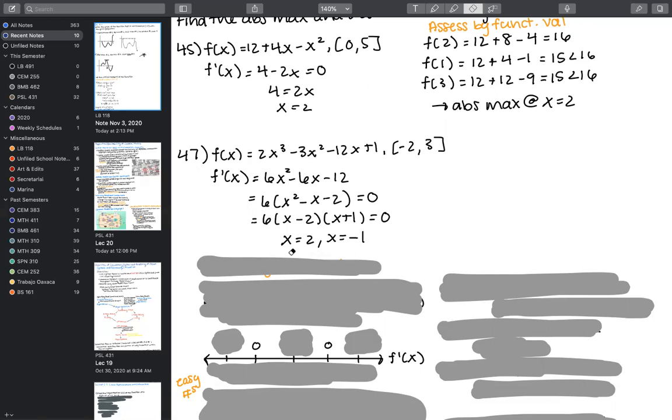I don't think I meant to erase that. Oh, I guess I didn't write anything down about 6. We don't care about 6 in this case. The only two critical points that exist on this range are 2 and -1. And so now we're going to assess by a number line which one of these is a max and which one of these is a min.